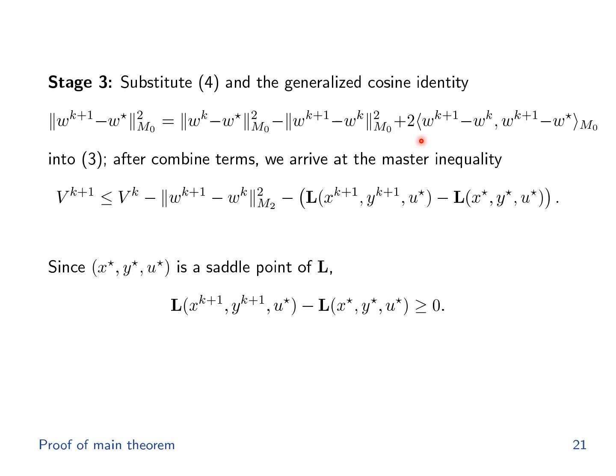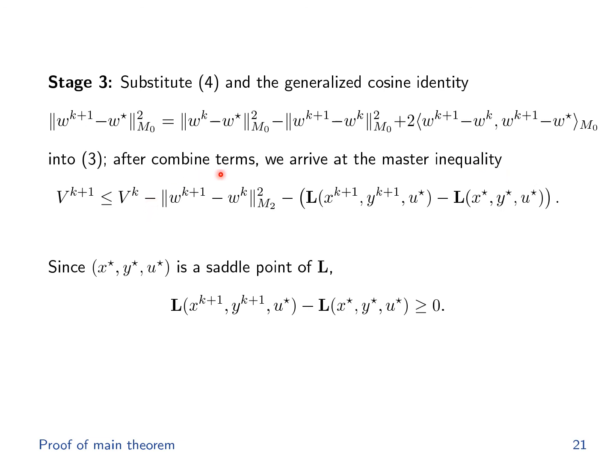Recall in stage 1 we ended up getting 2 inner product terms to handle. In stage 2 we have bounded the second inner product term, and this is the remaining inner product term, and it can be handled by this generalized cosine identity. So we add this identity, the bound from stage 2, to the bound in stage 1, and we end up getting this master descent inequality, which states that the k plus 1's Lyapunov term is less than or equal to the k's Lyapunov term subtract this amount.